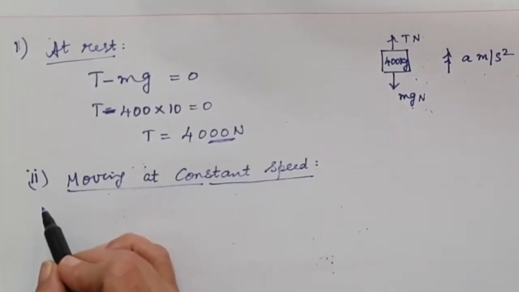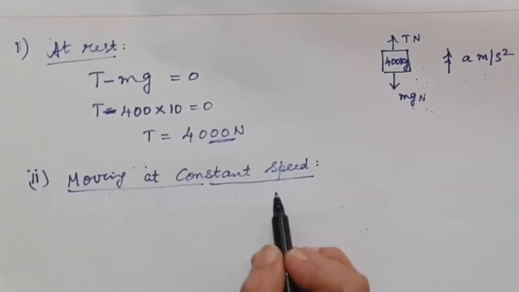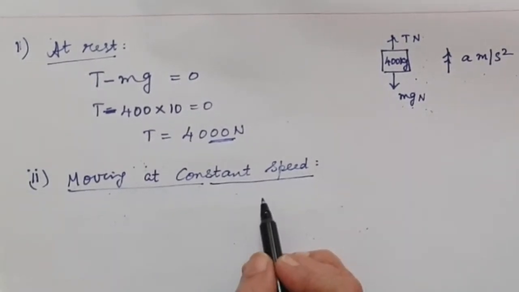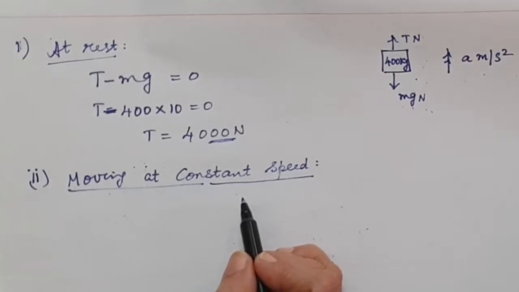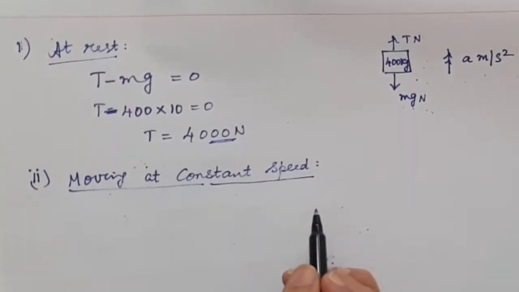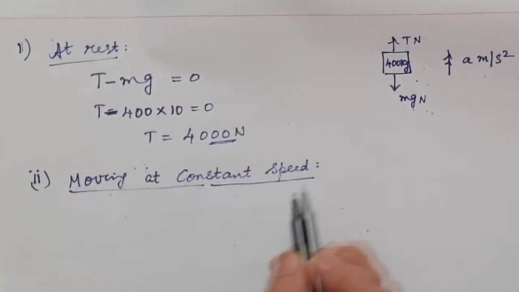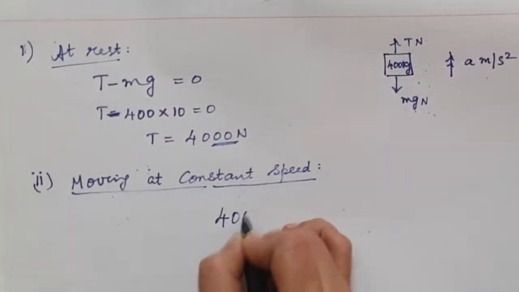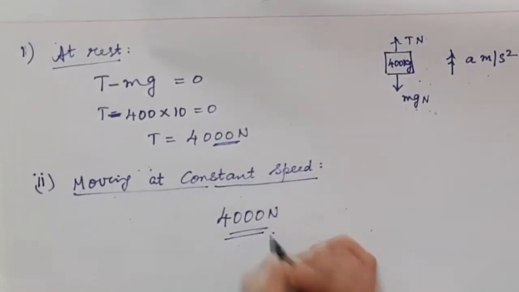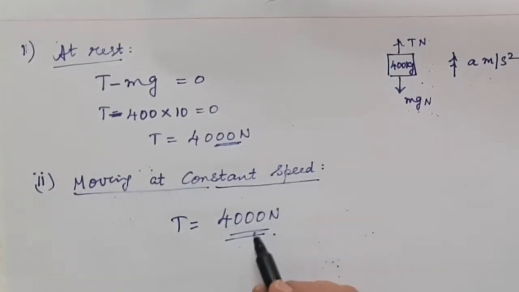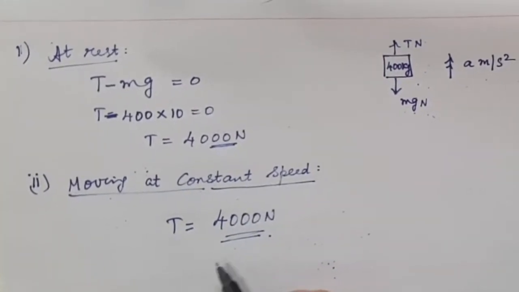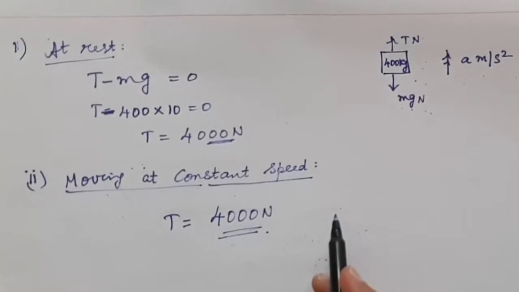Now the second part of the question, the lift is moving at a constant speed. Again, the forces on the lift are in equilibrium. As the lift is moving at a constant speed, the tension will also remain the same, equal to 4000 Newton only. When it is at rest and when it is at constant speed, both ways the tension will be the same.